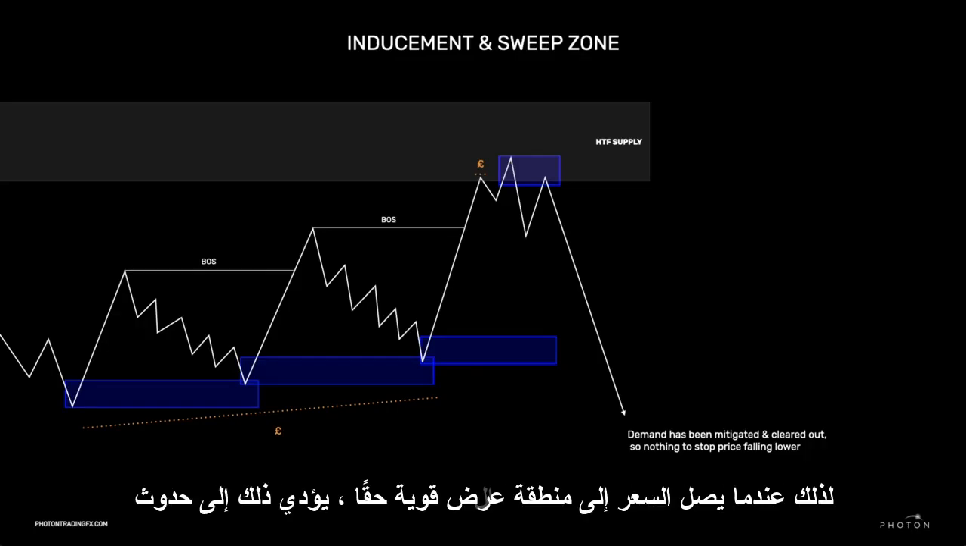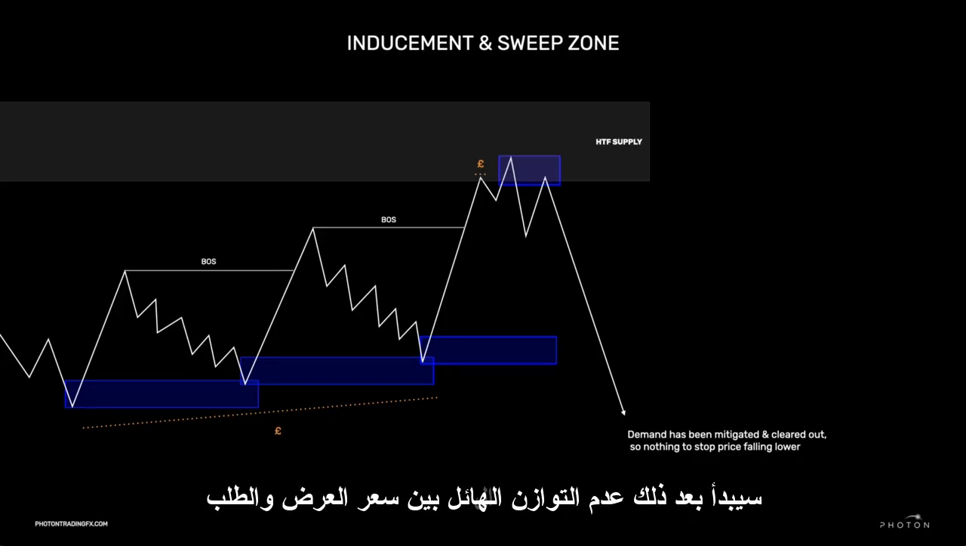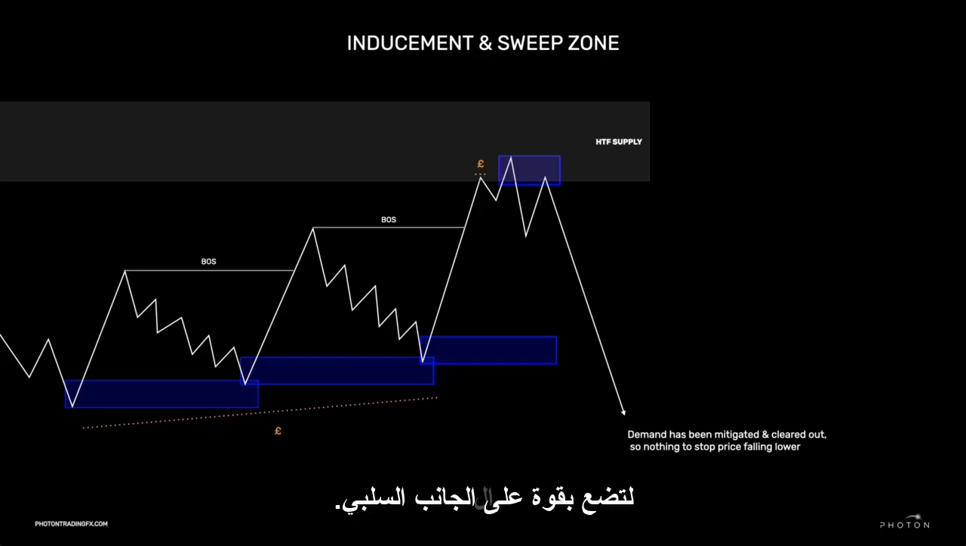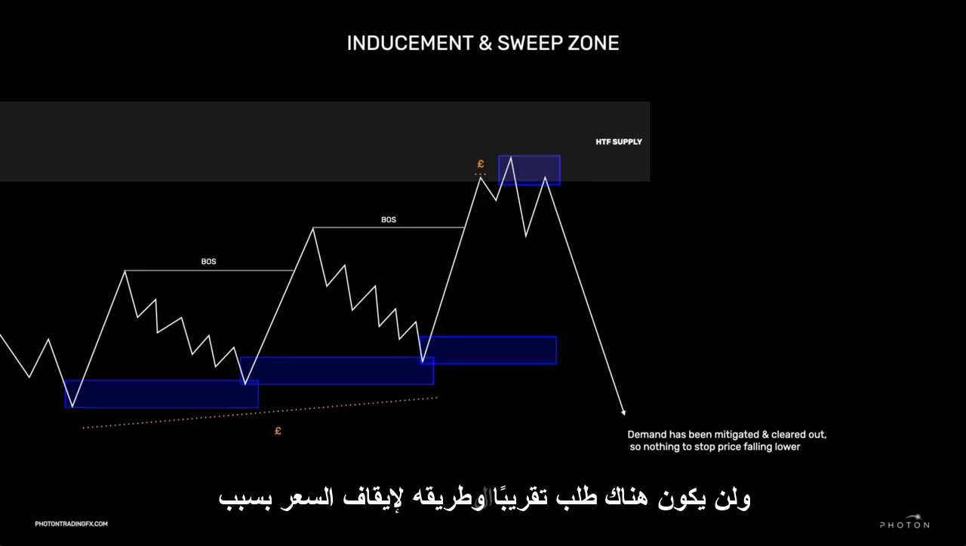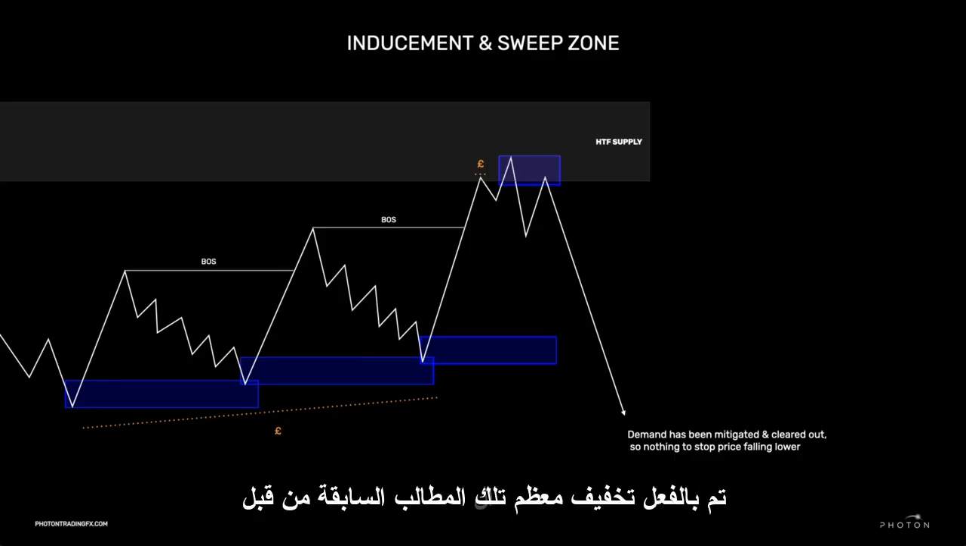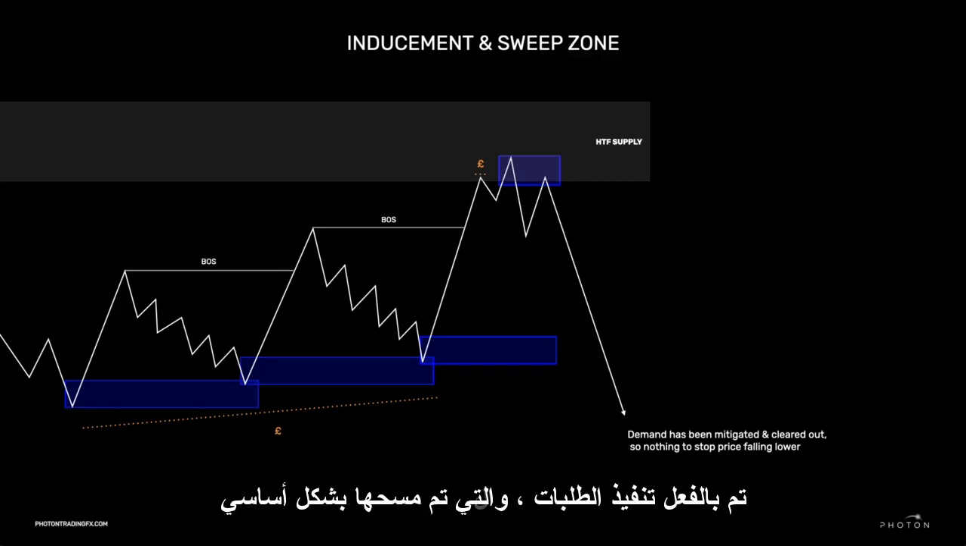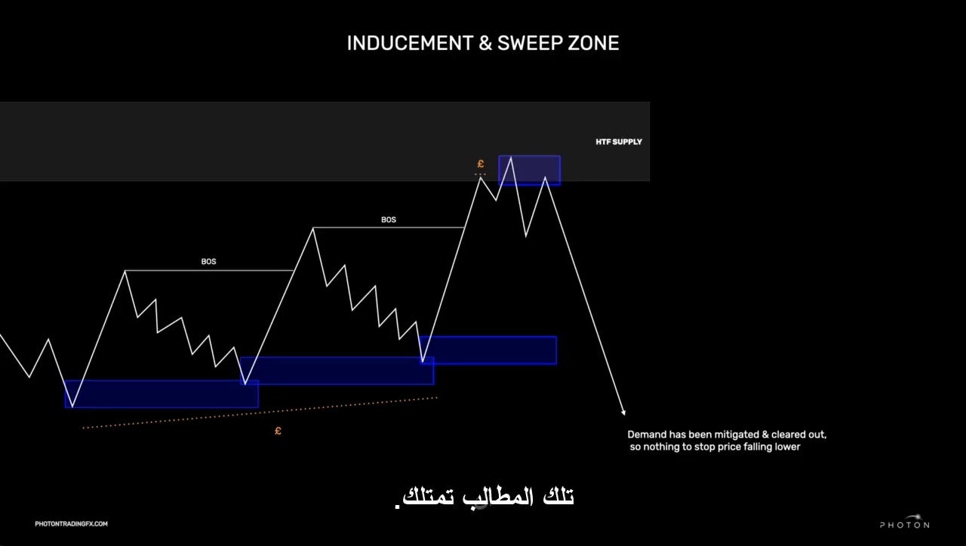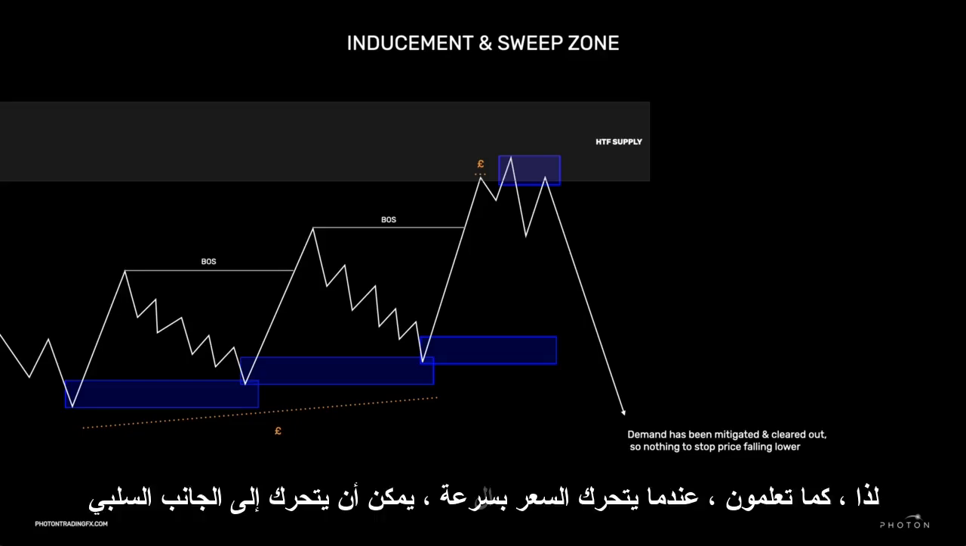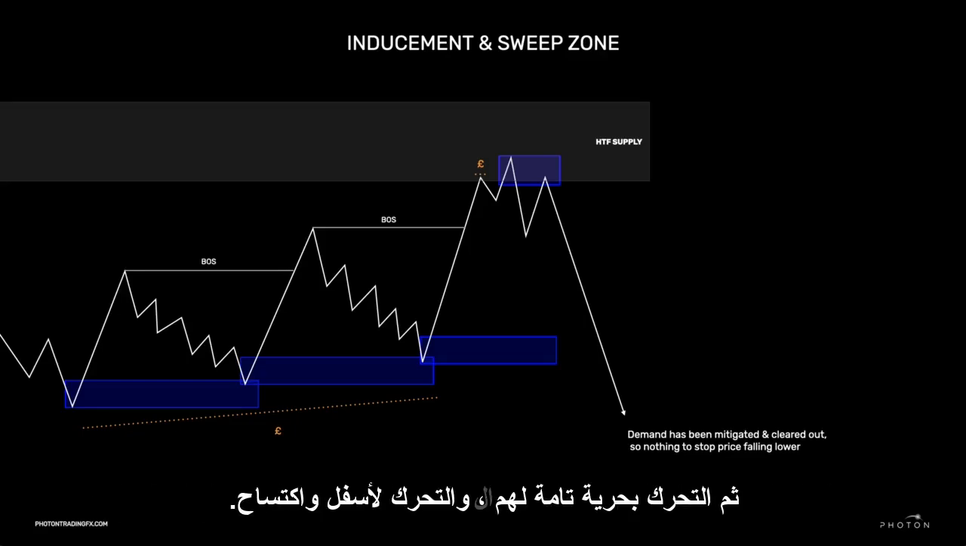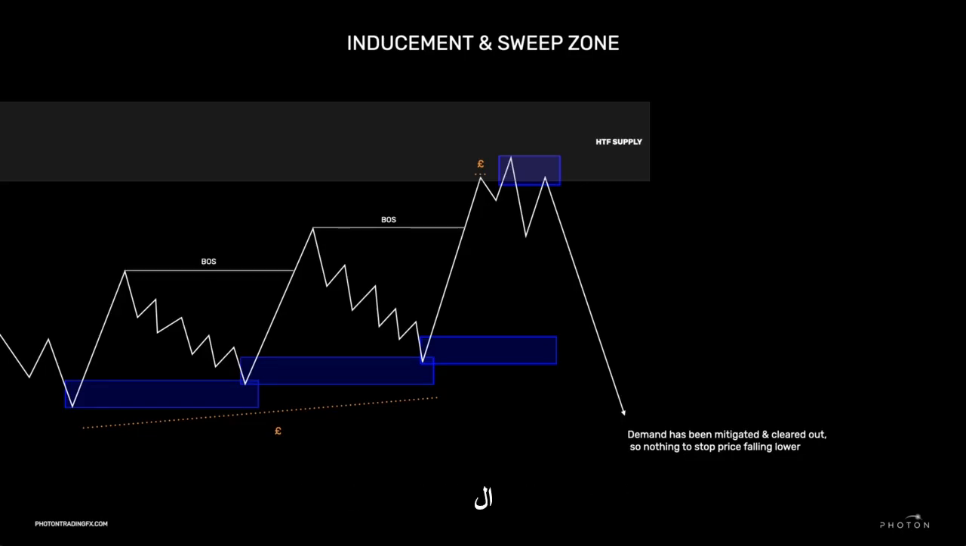So then when price reaches a really strong supply zone, that then causes an overwhelming imbalance between supply and demand. Price will then start to sell off aggressively to the downside, and there will be almost no demand in its way to stop price because most of those previous demand zones have already been mitigated. Right, the orders have already been filled, which essentially has cleared out those demand zones. So, when price then rapidly moves to the downside, it can then move pretty freely to sweep all of that sell side liquidity sitting below that trend line to then rebalance price.